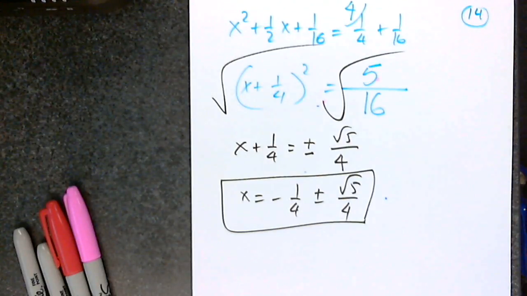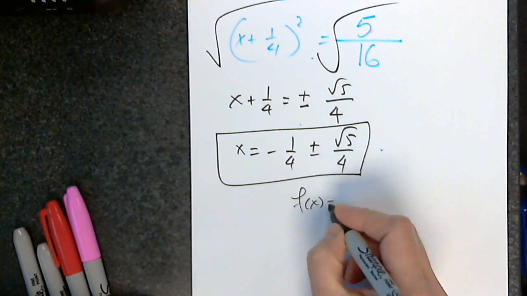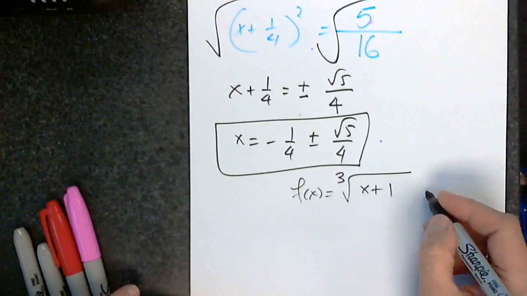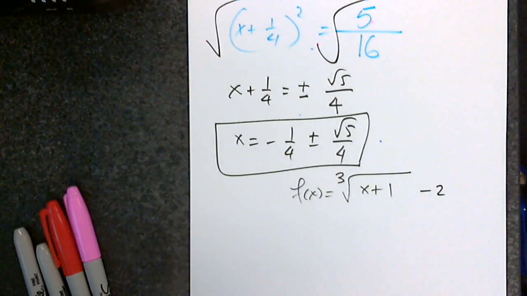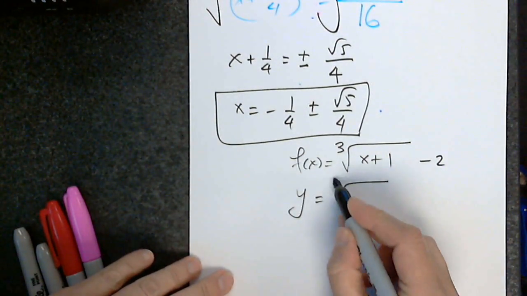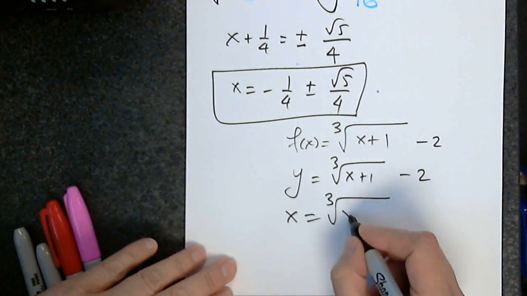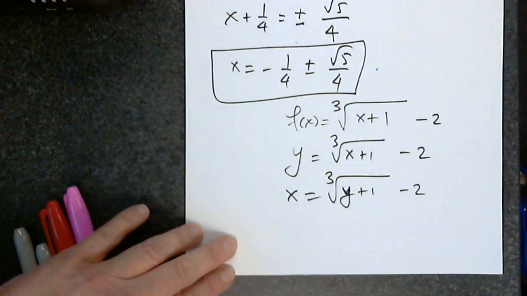What about finding the inverse function of a function? So let's say I'm given f of x, which is the cube root of x plus 1, minus 2. And this is a one-to-one function, and I would like to find its inverse. Yes, f is replaced by y, very good, first. And then swap: x equals the cube root of y plus 1, minus 2, for y. And what is the next step?